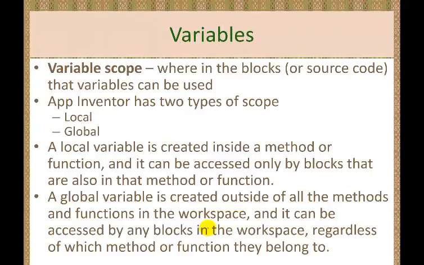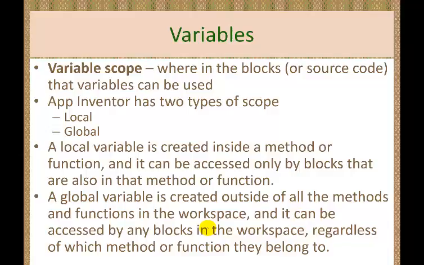Okay, now about data that you can create. Variables again have scope. Scope is where in the blocks you can use your variables. In App Inventor there are 2 types of scope, local and global. A local variable will be created inside an event handler, inside a method, or a function, and the data can only be grabbed from that variable inside of that method. In fact, the variable no longer exists as soon as the method is done executing.